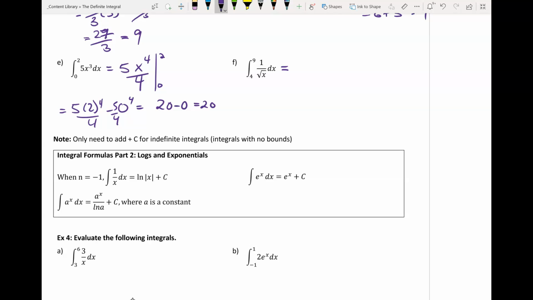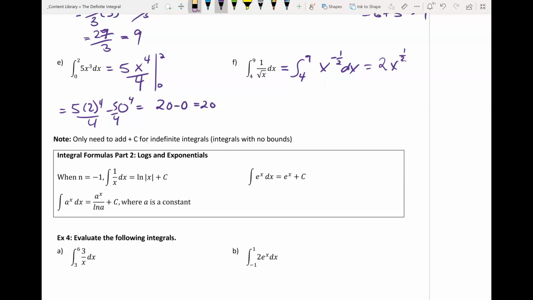Then lastly, I'm going to rewrite this as a negative exponent. So this is the same thing as saying x to the power of -1/2. And I'll take the antiderivative of this. So I'm going to add 1 to -1/2, which is positive 1/2 for my exponent. And then I'm going to multiply this by 2 because I don't want any coefficient in the front for this one. So if I bring down the half, it's going to cancel with the 2, so I'm left with no coefficient in the front. And then I'll subtract 1 from the exponent, which gives me -1/2 in the exponent.